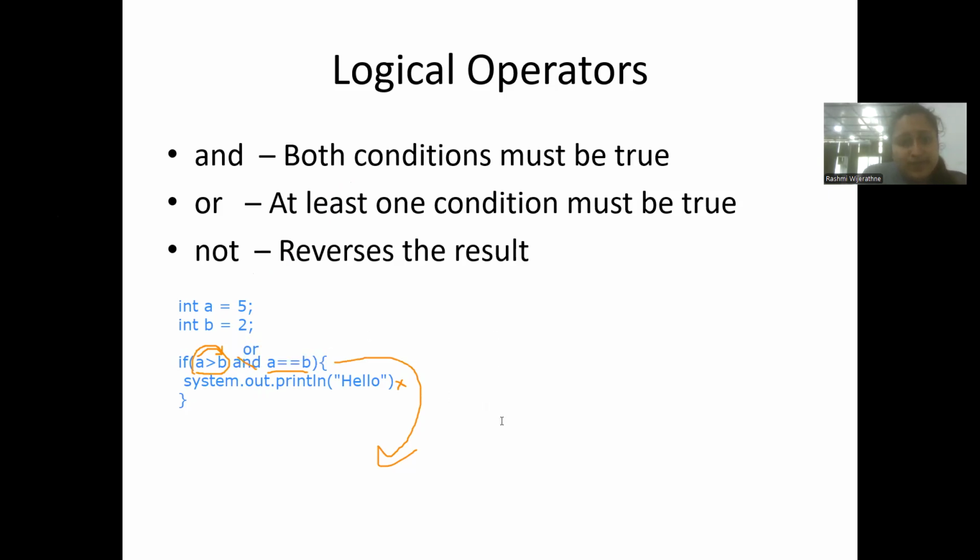So if we use this OR operator here, then this condition is true. A greater than B, this condition is true. And we already know that A equal B, this condition is false. But at least one condition must be true. So this condition is true, then this hello is going to be printed.